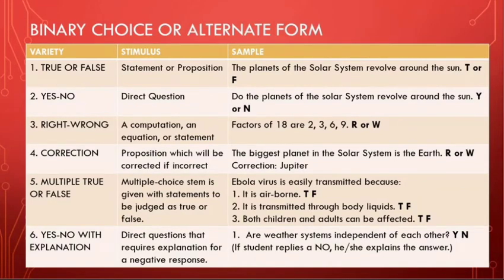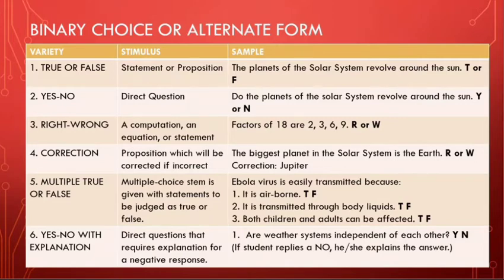For the true or false type, the stimulus here should be a statement or a proposition. Just like in our example, the planets of the solar system revolve around the sun. So that's the statement or the proposition in which the learners will identify whether it's true or false. For a yes or no binary choice type of test, the stimulus is not a proposition, but rather a direct question. It should be a question that is answerable by yes or no, such as in our example, do the planets of the solar system revolve around the sun? So it's answerable by yes or no.